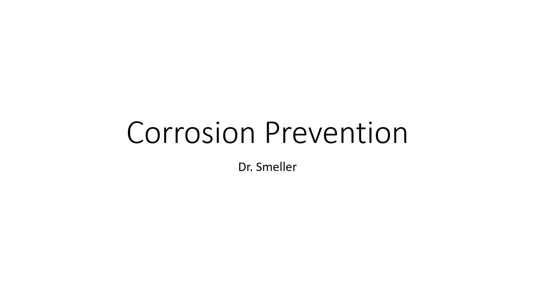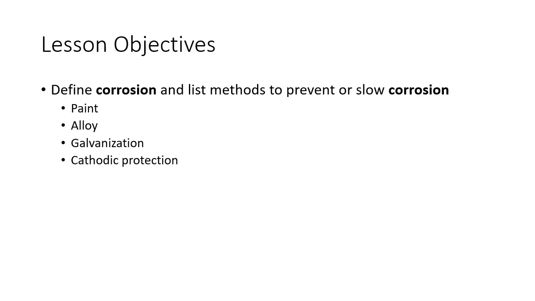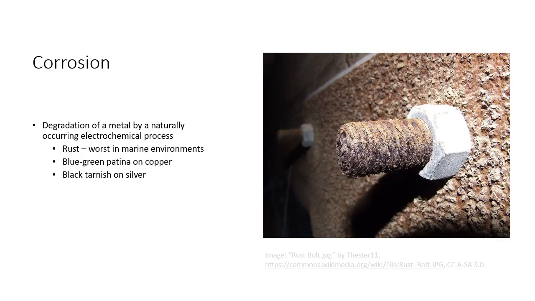A practical topic concerning electrochemistry is corrosion prevention. So, our objectives. We will define corrosion and list methods to prevent or slow corrosion. Those include things like paint, alloys, galvanization, and cathodic protection. We are all abundantly familiar with corrosion, which is the degradation of a metal by naturally occurring electrochemical processes.